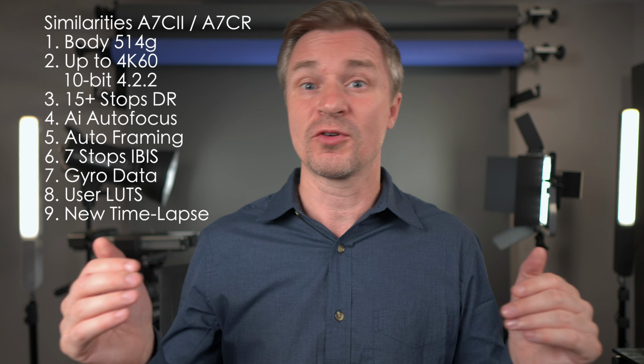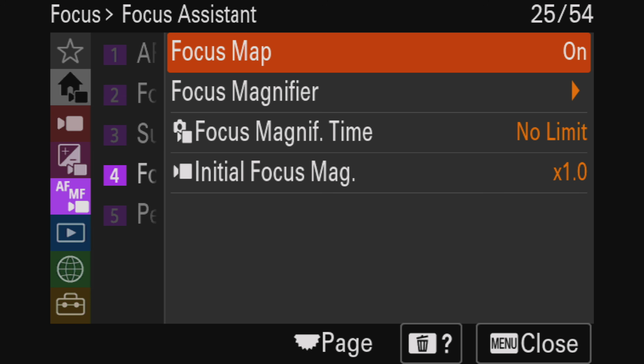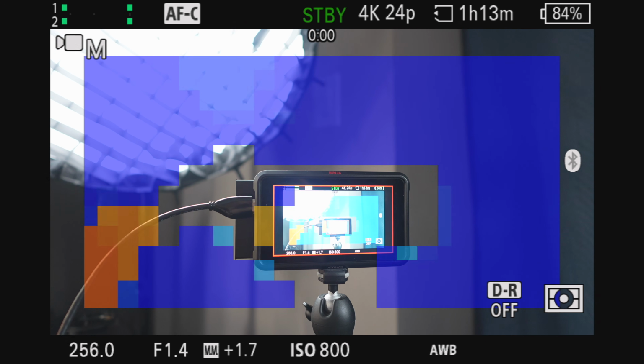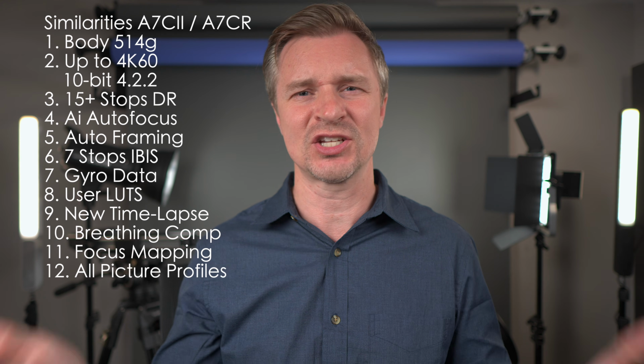Save yourself some time. Of course, they both have focus breathing compensation, focus mapping, which I personally love. I use focus mapping all the time now instead of peaking to make sure that what I want in focus is in focus. They have all of the picture profiles, S-Logs, the HLGs, the S-Cinetone as well.